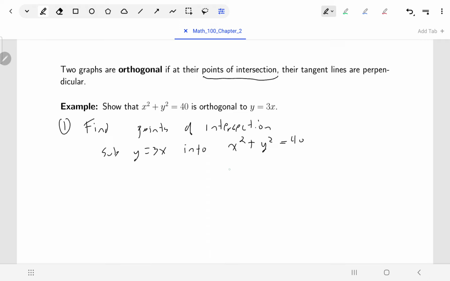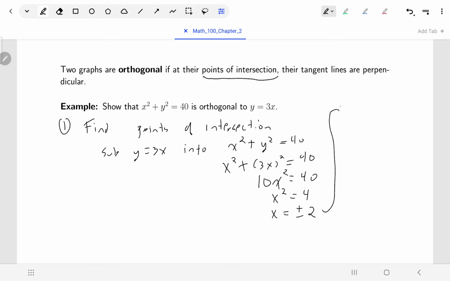When I replace the y with 3x, I get x squared plus (3x) squared equals 40. That's x squared plus 9x squared, or 10x squared equals 40. So I find that x squared is 4, which gives me two possible values for x: positive 2 and negative 2. Then I want to find my values for y, so I go backwards: if x is 2 and y is 3x, then y is 3 times 2, which is 6. So one point of intersection is the point (2, 6).